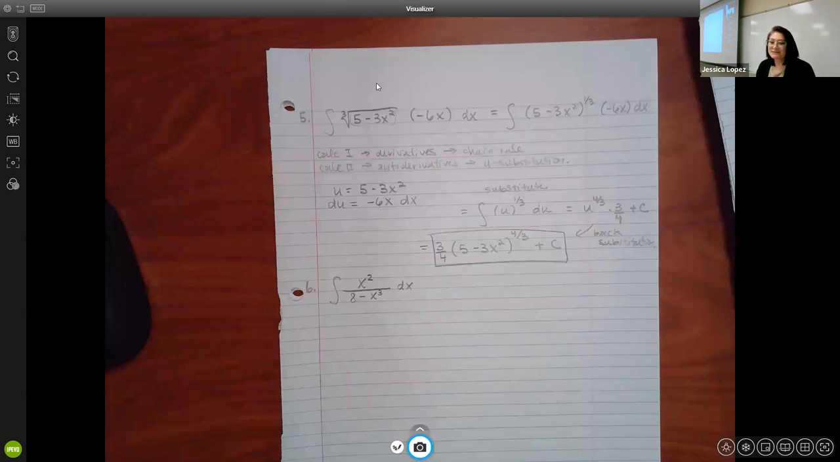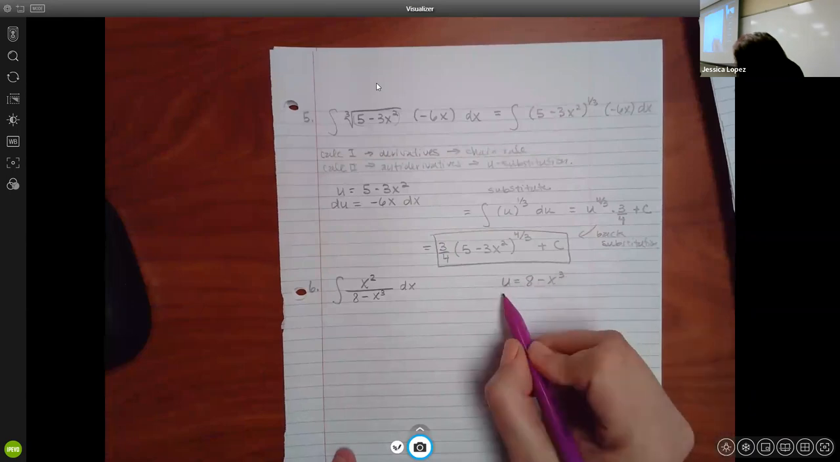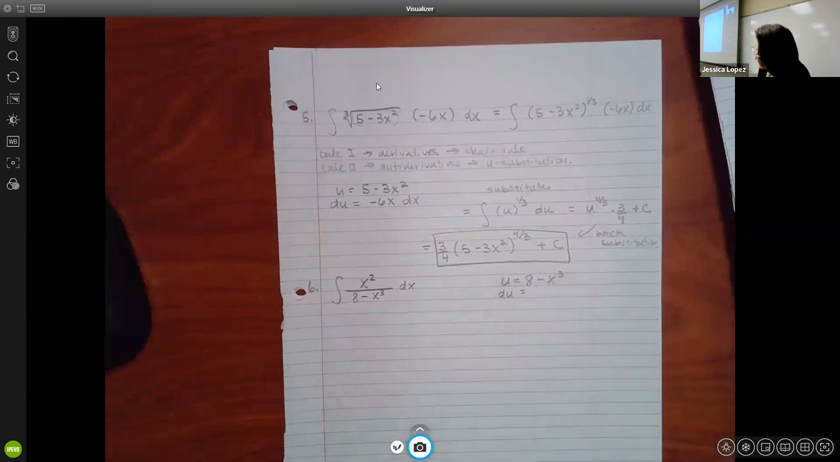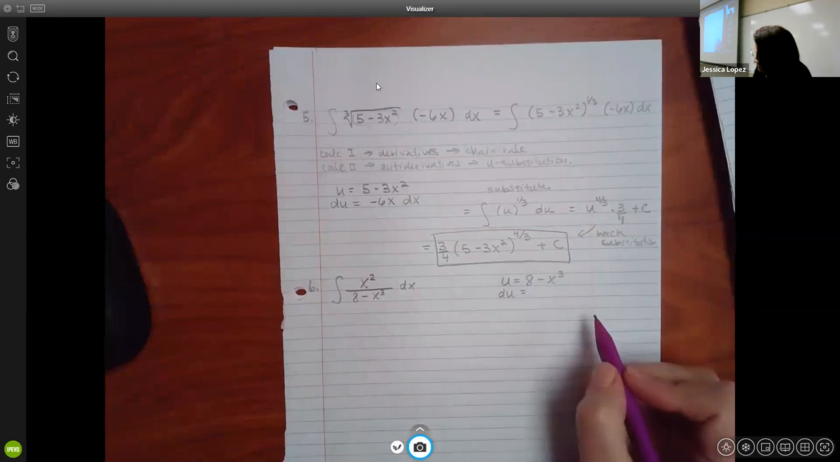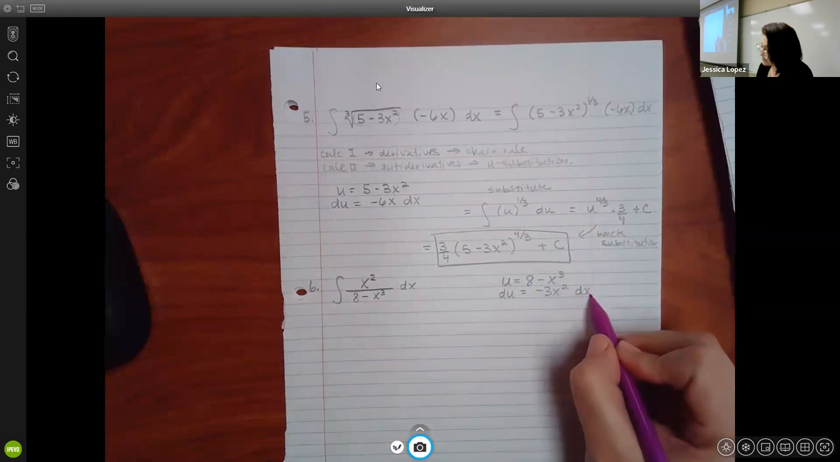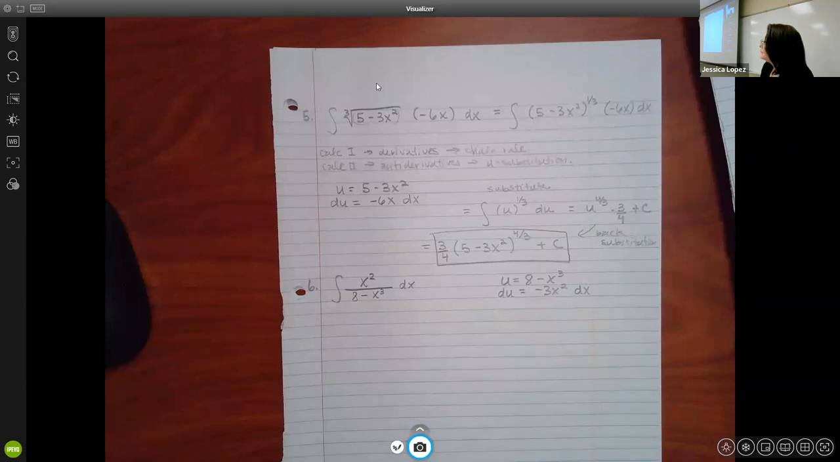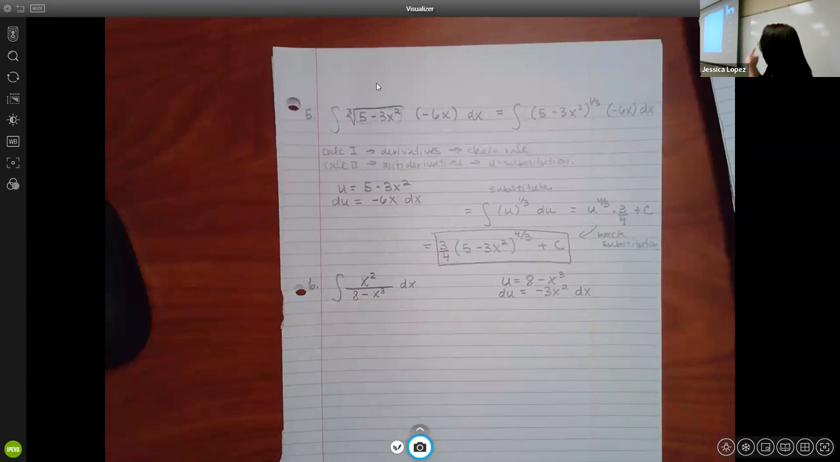Okay, any ideas with number six? Yeah, put 8 minus x cubed as u. Yes, good. And then what would you have as du then? 3x squared, yeah. Mm-hmm. And then dx, right? Now, do you have all of that? All of the negative 3x squared dx.